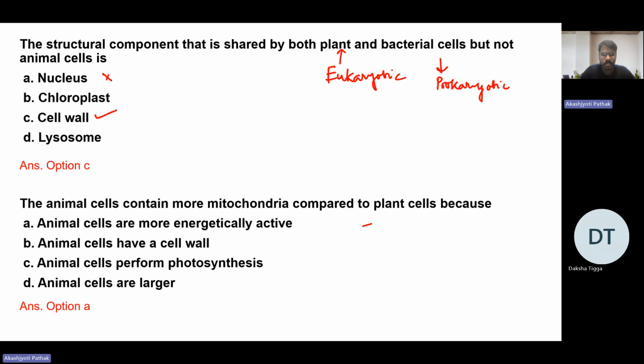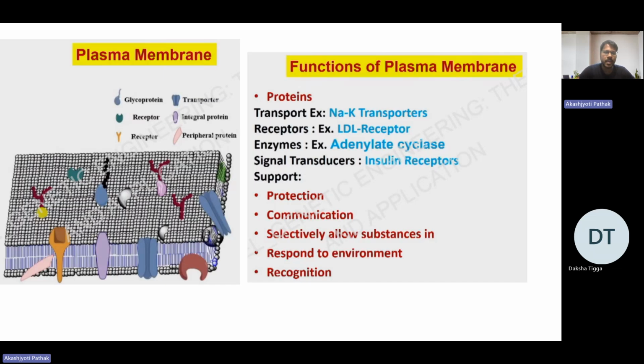That electron transport chain that I was talking about, where your NADH and the proton gradient, when that is broken, your ATP will be generated. So the answer is option A, because animal cells are more energetically active. That is why they require more energy and hence they will have more mitochondria in their cells. Now plasma membrane. These points are clear, isn't it?